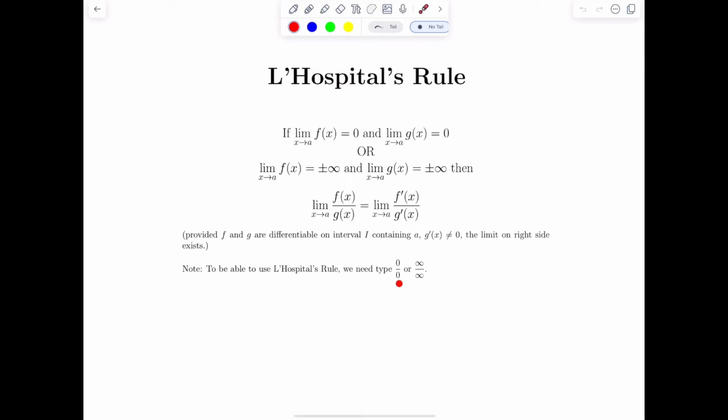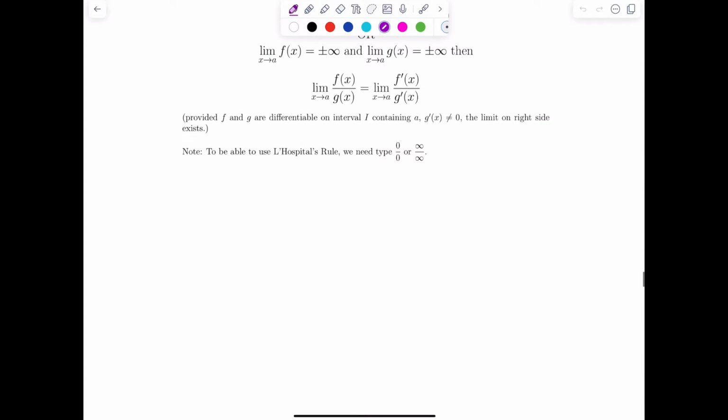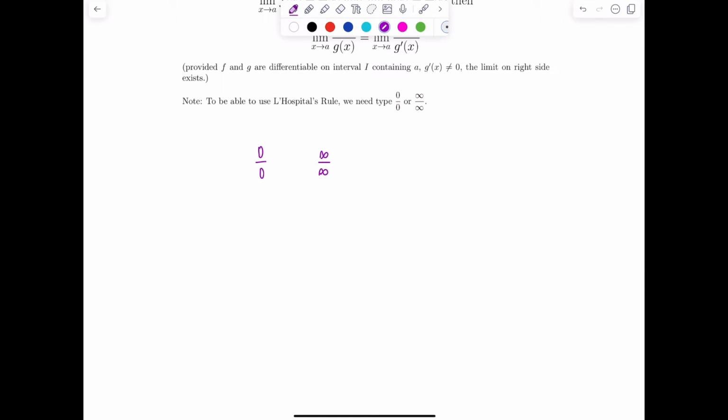Now, these are two indeterminate forms. How many are there total? Do you know? There are 7. I like to think there's 7 indeterminate forms, like 7 deadly sins. Let's list them all. 0 over 0, that's 1. Infinity over infinity, there's another. Okay, we have infinity minus infinity.